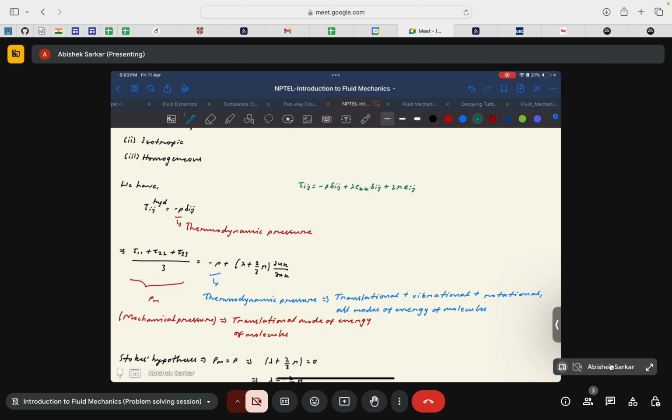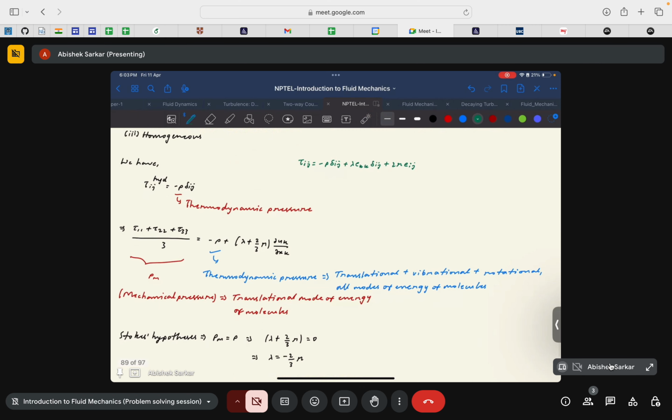Okay, so as I already told you, in the hydrostatic part of the stress, this p represents the pressure, or precisely the thermodynamic pressure. And mechanical pressure from definition is the average of the normal stress components. That is tau 11 plus tau 22 plus tau 33, average it, divided by 3, you will get minus p plus lambda plus 2 by 3 mu dou uk by dou xk.